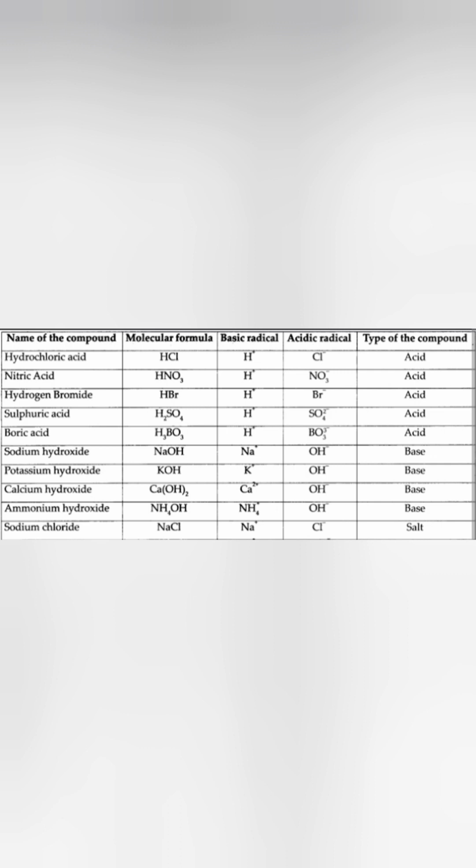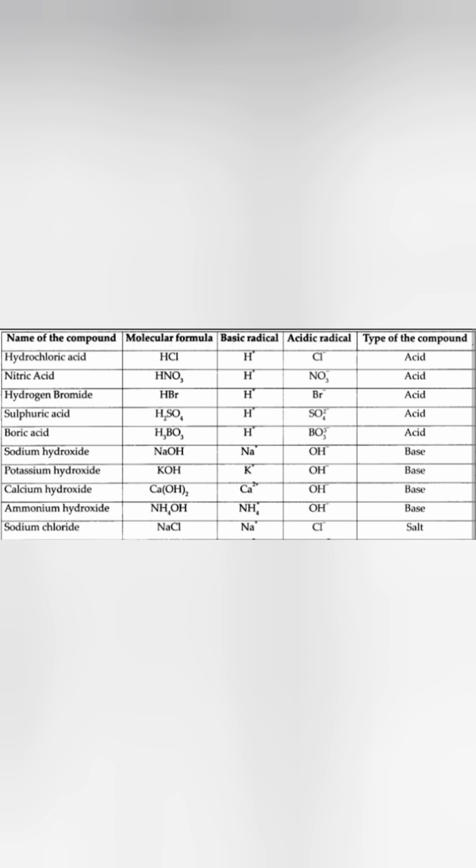The second table is about acids and bases. Now HCl, that is hydrochloric acid. Now nitric acid, hydrogen bromide, sulfuric acid, boric acid. Formula for sulfuric acid H2SO4, boric acid H3BO3. Now here the acidic radical is borate ion and sulfate ion, and the basic radical will be H+ ion.